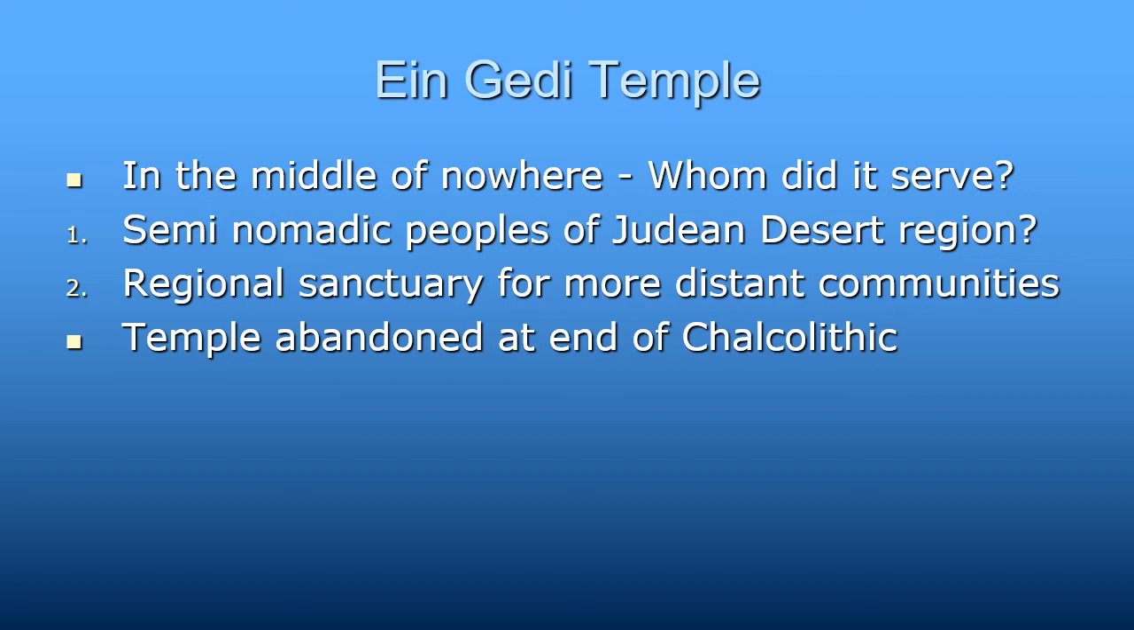The thing about this site is that it's kind of in the middle of nowhere. Exactly who the temple was serving is a big question. All of our other temples have been in the center of towns, whereas here there's no nearby village. And so there's two possibilities. First, of course, if we don't know what it is, they must be nomads, and the idea is that it served the nomadic pastoralists of the Judean desert. They would come there every once in a while and have rituals and give to the temple or something like that. Or it was a regional sanctuary for some of the more distant communities like Rasoul.